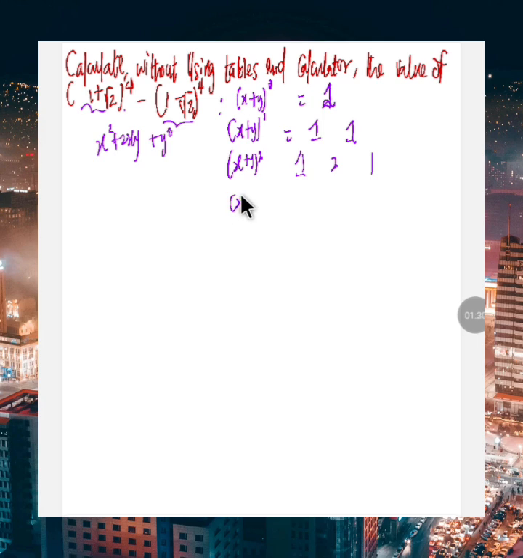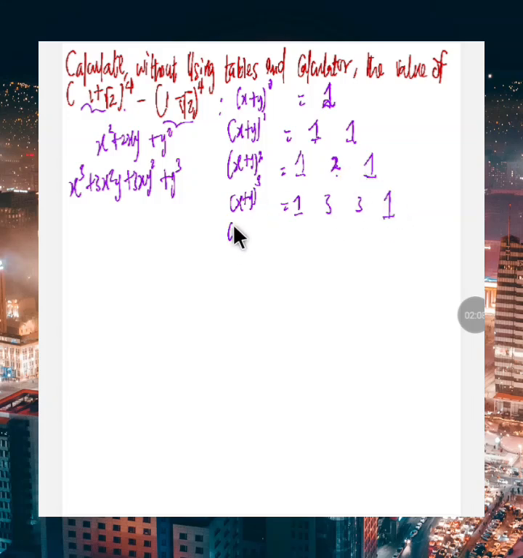Okay, (x plus y) raised to the power of 3. Even if you expand, you have x cubed plus 3x squared y plus 3xy squared plus y cubed. So the coefficient of x cubed is 1, of x squared y is 3, of xy squared is 3, and of y cubed is 1. You can see that even without expanding, you can do it this way: 1, 1, then 1 plus 1 is 2, then you write 1. Next, 1, 1 plus 2 is 3, 2 plus 1 is 3, then you have 1.